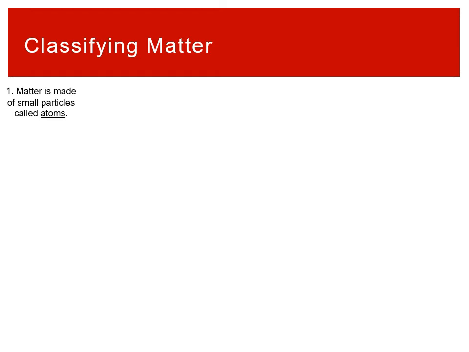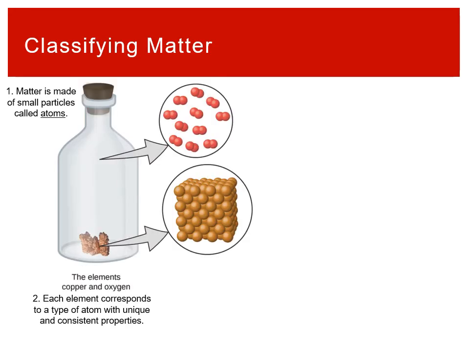We want to then look into what exactly these elements are. And so we're going to introduce the idea of atoms. Matter is made of small particles called atoms. We'll get more into this as we move forward, in chapter 2. But for now, we're definitely going to say that matter is made of small particles called atoms. And each type of atom corresponds to an element.